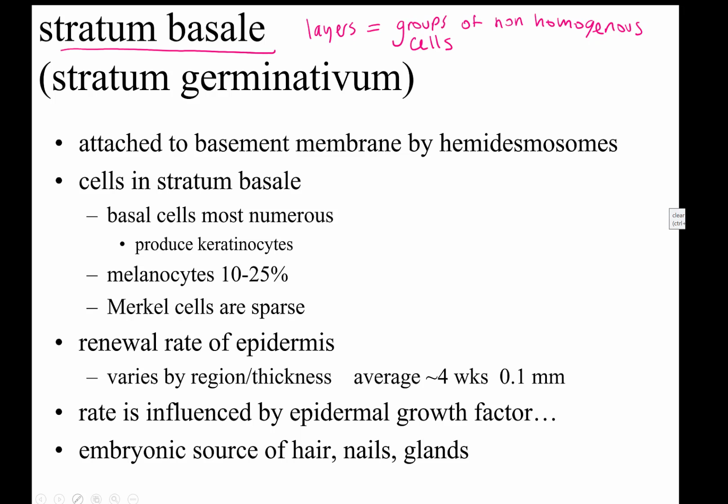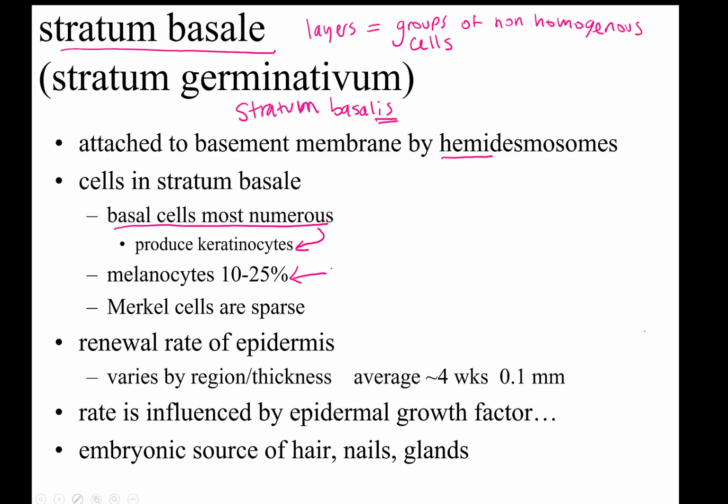Okay, so the stratum basal, which is the very bottom layer, also called the stratum germinativum or the stratum, oops, let's turn that into an M. There we go. It sometimes refers to as the stratum basalis in some texts, so just FYI, that's also acceptable. They are attached to the basement membrane by hemidesmosomes, which is half of a desmosome. And there are multiple cell types in the stratum basal. So the basal cells are the most numerous, and that's because they produce the keratinocytes above.